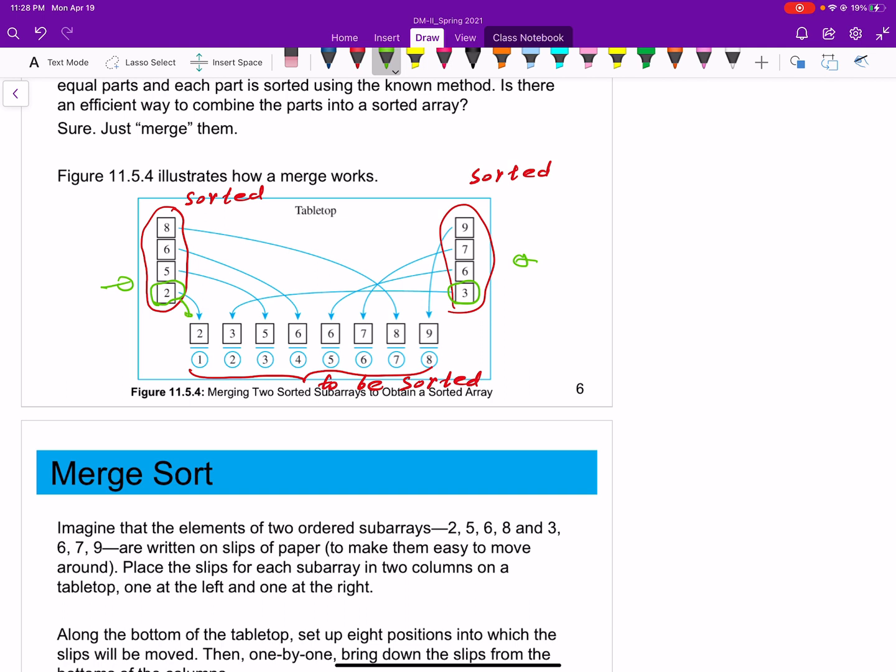All right, and then you compare the bottom element of these with the bottom element there, that is that. So then compare, what is the minimum? So 3 is the minimum, so you bring 3 here.